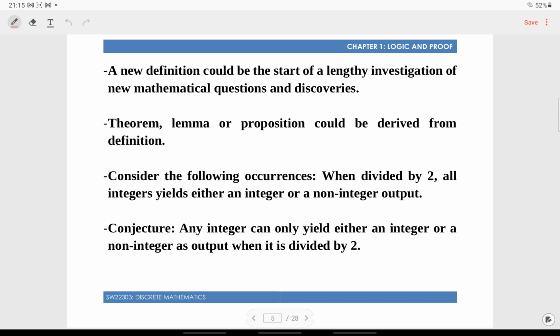This statement can be called a conjecture because we have only partial evidence of this. We can do some examples and obtain some results from them, but there is no proper proof or proper evidence of this statement, so we call it a conjecture.